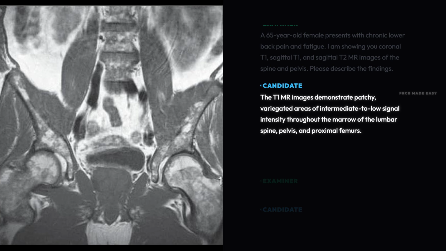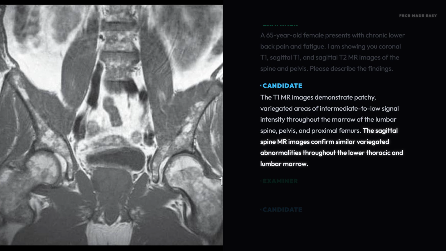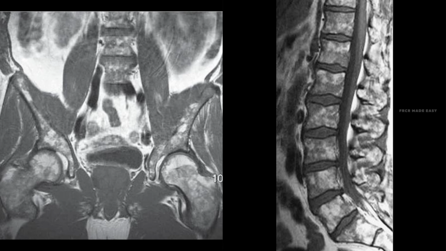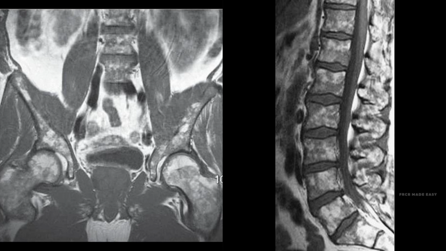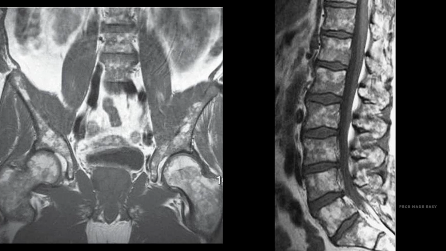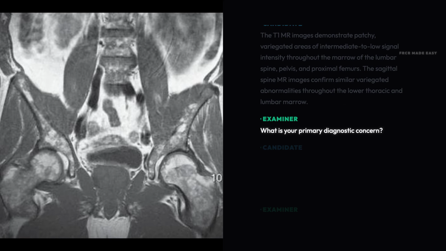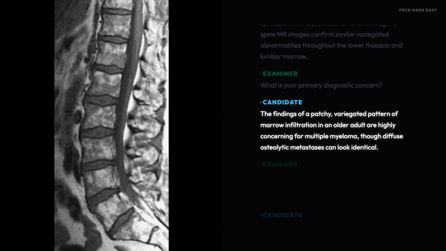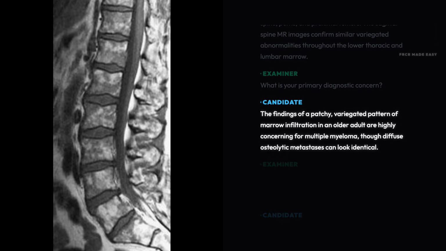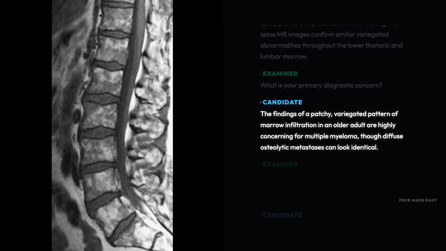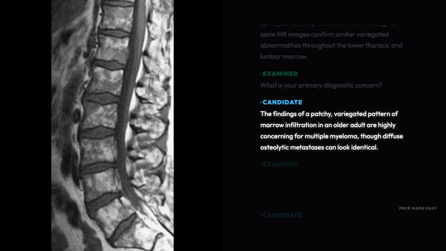the marrow of the lumbar spine, pelvis, and proximal femurs. The sagittal spine magnetic resonance images confirm similar variegated abnormalities throughout the lower thoracic and lumbar marrow. What is your primary diagnostic concern? The findings of a patchy, variegated pattern of marrow infiltration in an older adult are highly concerning for multiple myeloma, though diffuse osteolytic metastases can look identical.